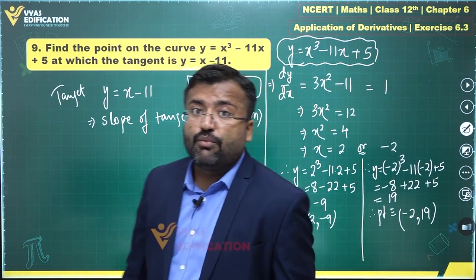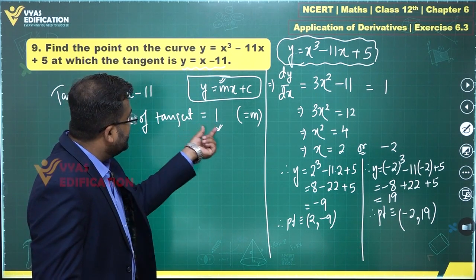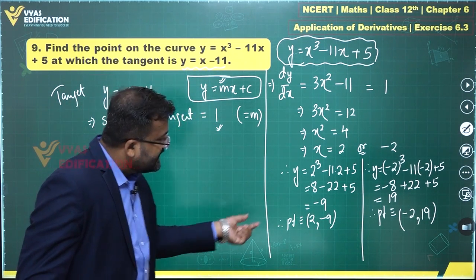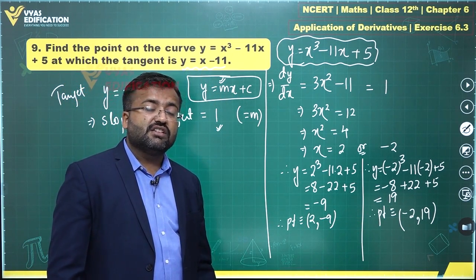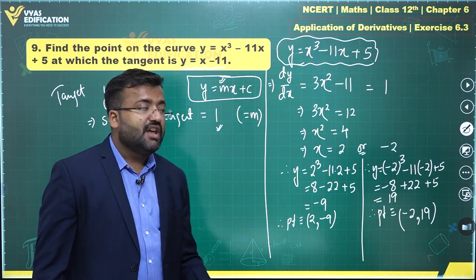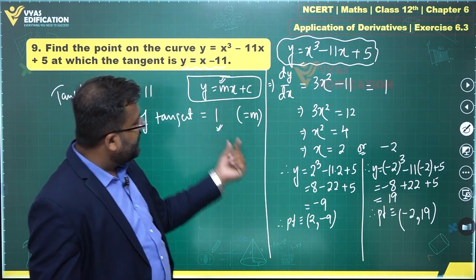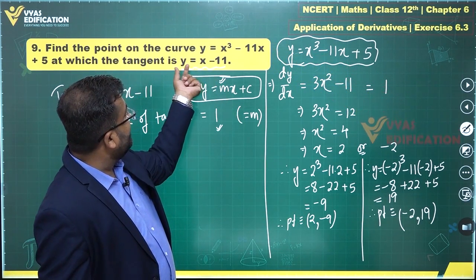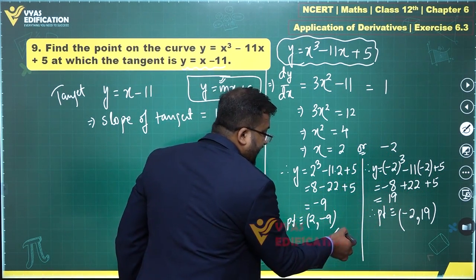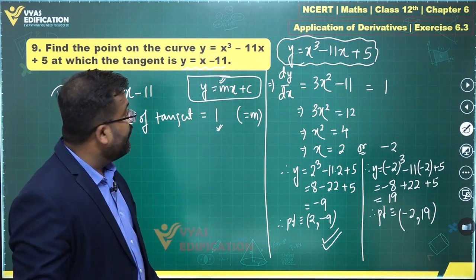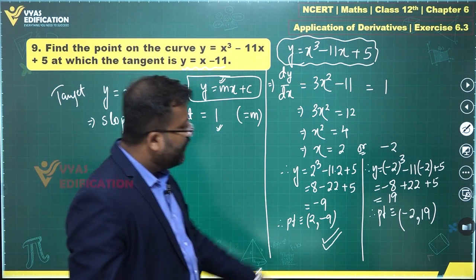Now 2 points have been obtained, and at each of these points the slope of the tangent is 1, but is the equation of the tangent y = x − 11 at both of these places? Maybe not, or maybe we'll have to check that. Which of these points lies on this? For x equals 2, this gives me 2 − 11, which is −9. Yes, this is okay. This particular point lies on the tangent. So we are looking for that particular point at which the equation of the tangent is this, and this is the point.